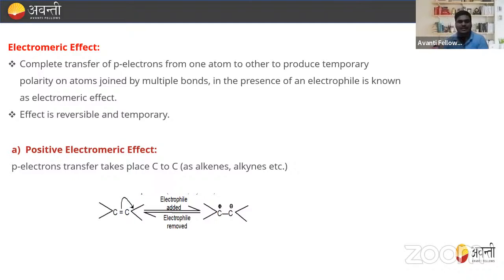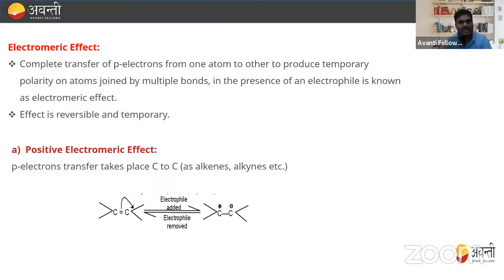Now let's see the next one, that is electromeric effect. So what is this electromeric effect? Basically, the complete transfer of pi electrons from one atom to another to produce temporary polarity on atoms joined by multiple bonds, in the presence of electrophiles, is known as electromeric effect.